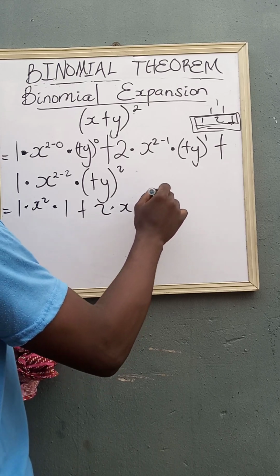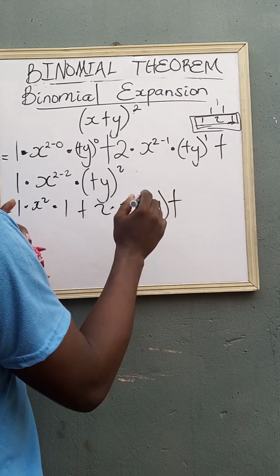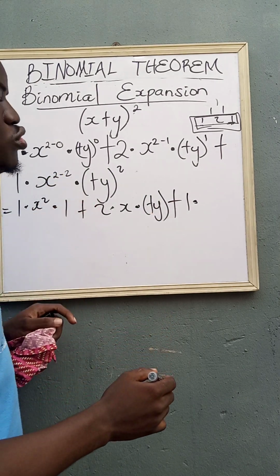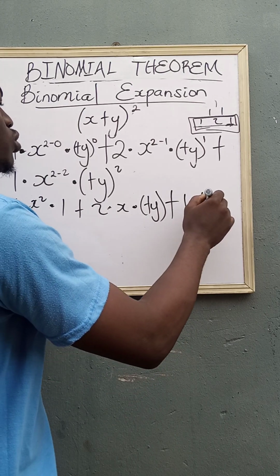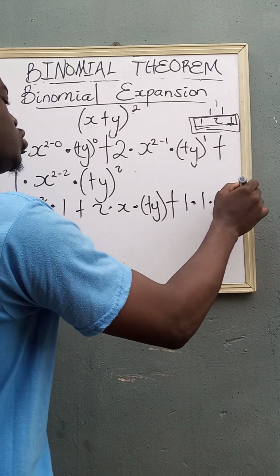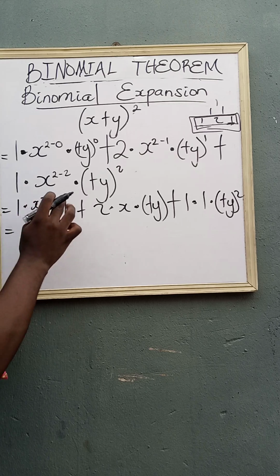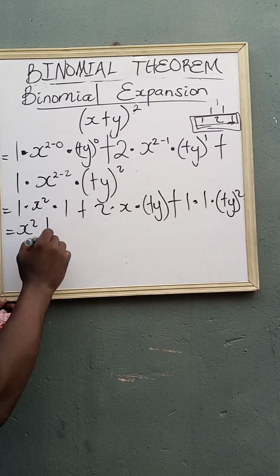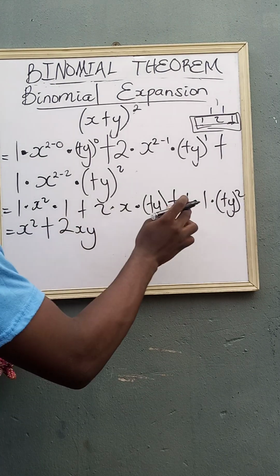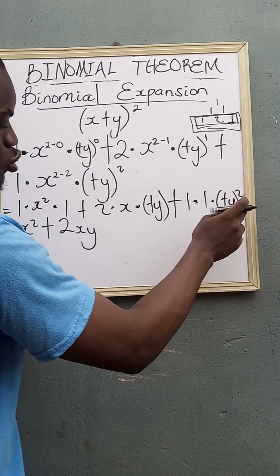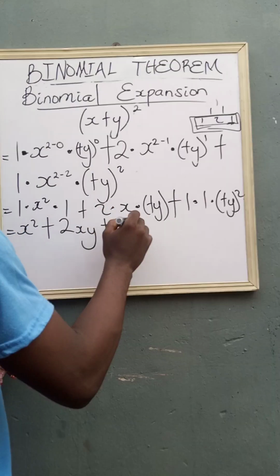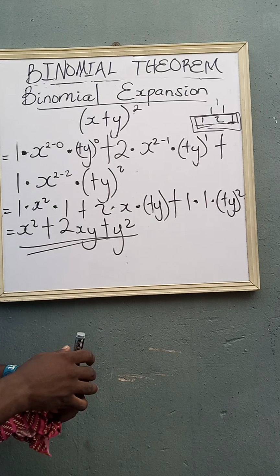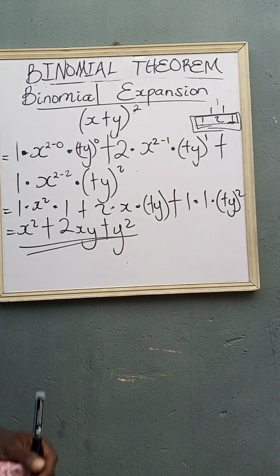Okay, then plus 1 times x raised to the power of 2 minus 2 gives 0. So x raised to the power of 0 is 1, right? Plus, this is plus y raised to the power of 2. So 1 times x squared times 1 gives x squared. This times this gives plus 2xy. 1 times 1 gives 1 times plus y squared gives plus y squared. And this settles for our answer. And this is it. As simple as this. You get it? Alright.